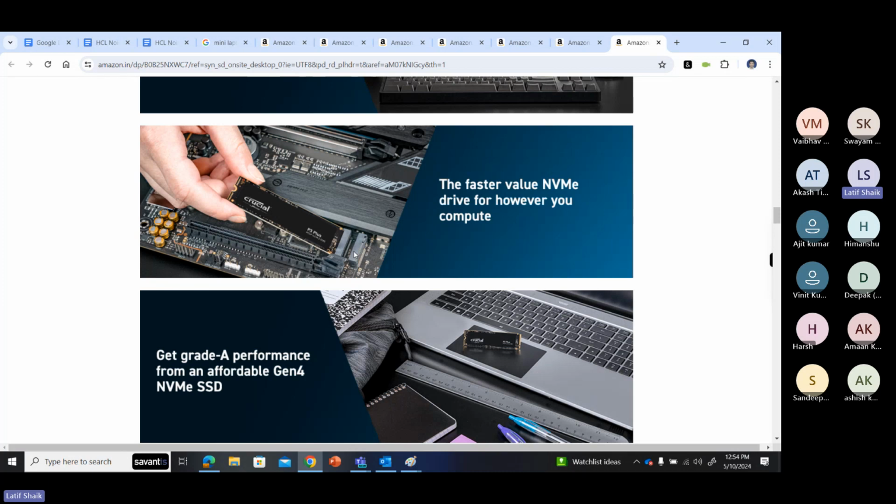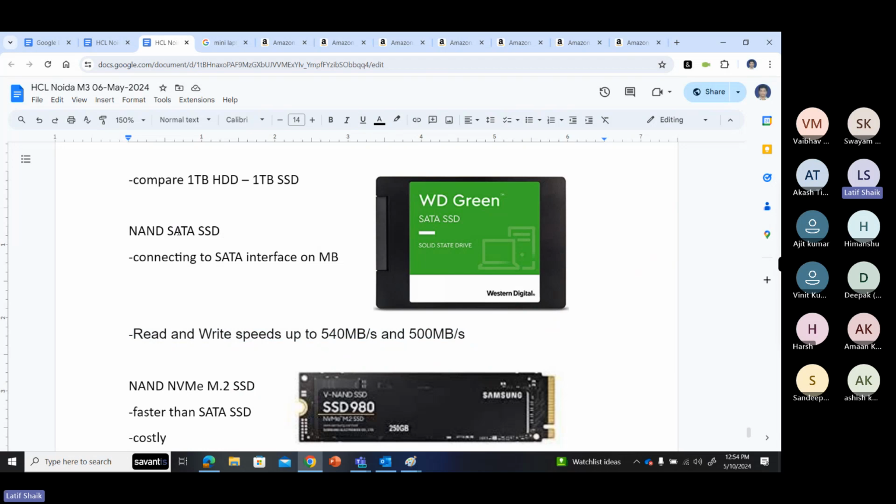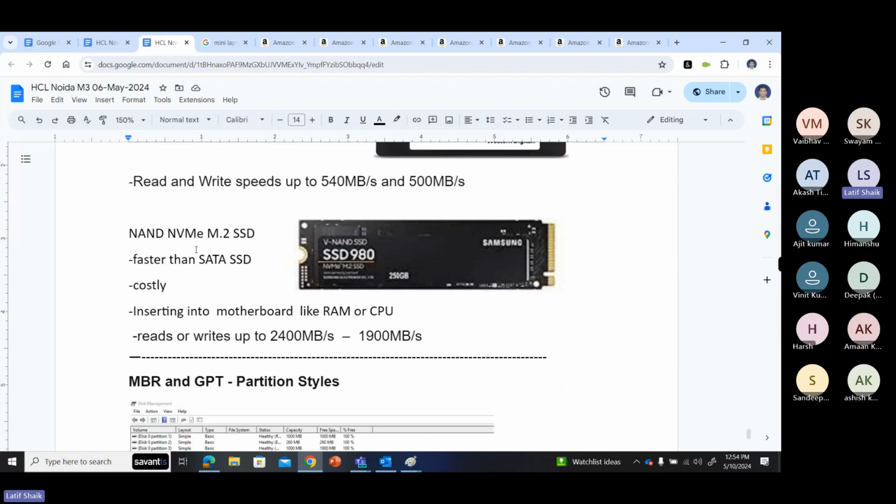Second, of course, it is 10 times faster than a regular SATA hard disk. SATA interface SSD, and M.2 SSD. M.2 SSD is faster than SATA interface SSD. Of course, it is a little costlier. But I have already told you about the older kind of stuff; the newer one, if you see, is much faster. It is directly inserted into your motherboard, just like your RAM and processor. Okay.